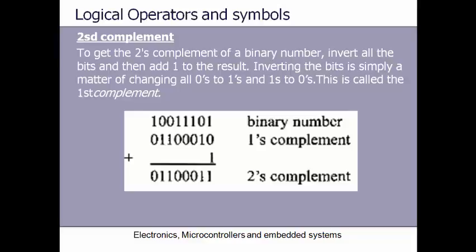And when you have a subtraction, the second number you have to transform in the second complement, and you will change the sign of the operation. Instead of minus it will be plus. That's how you will make the subtraction in binary.